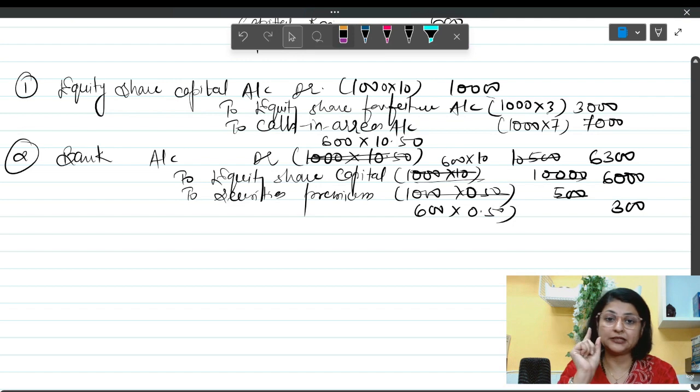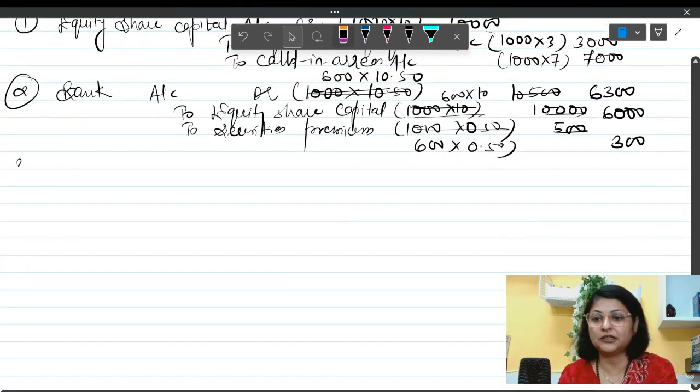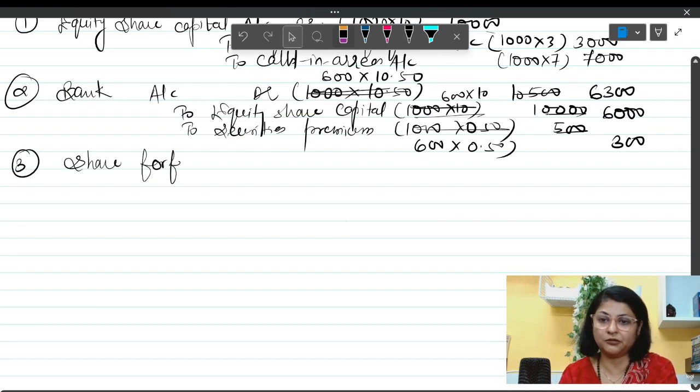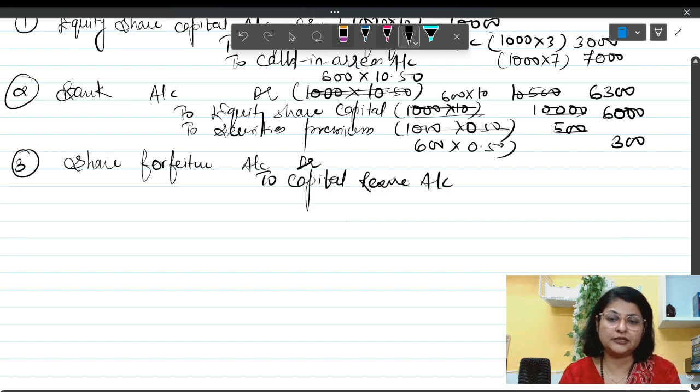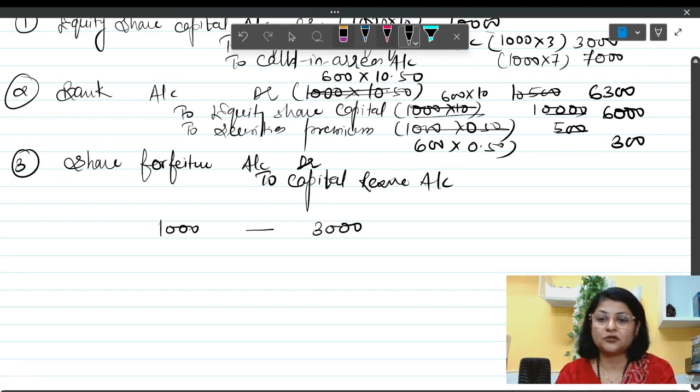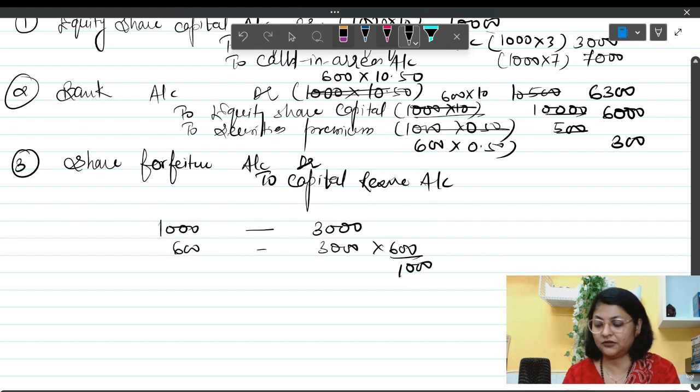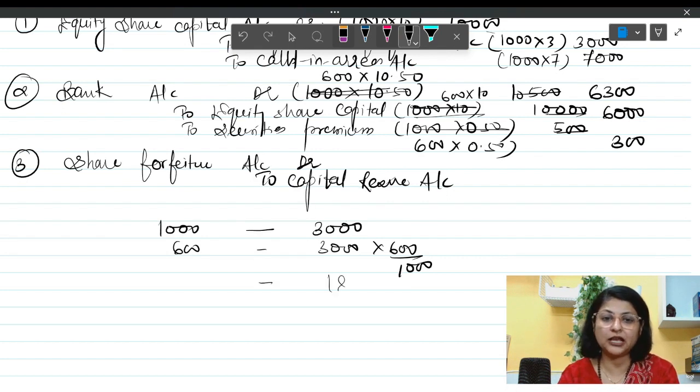Now we will have to pass the last entry. What is the last entry? The last entry is transferring the balance in share forfeiture to capital reserve. So the entry is share forfeiture account debit to capital reserve. And we will have to calculate: for 1000 shares we had a balance in share forfeiture account of rupees 3000. So for 600 shares, this is 3000 multiplied by 600 divided by 1000, which is 1800 rupees.